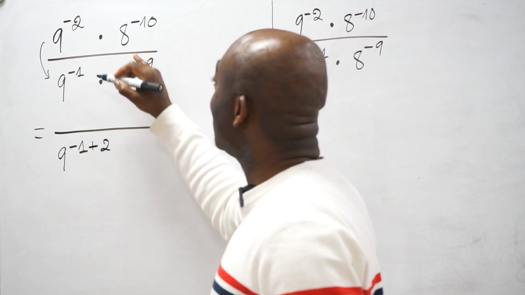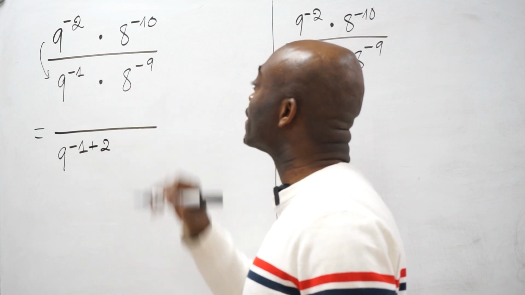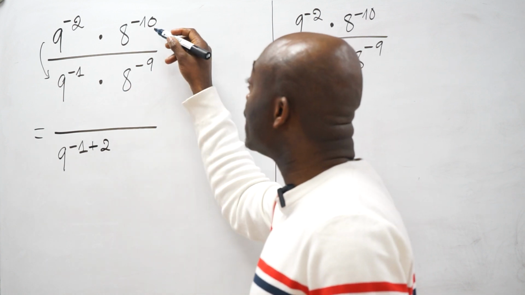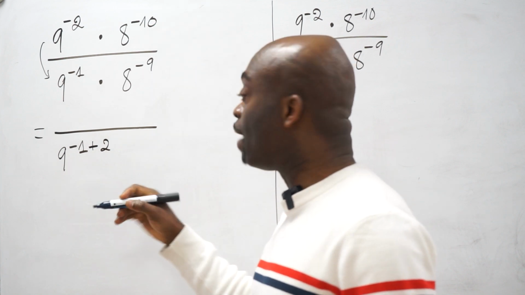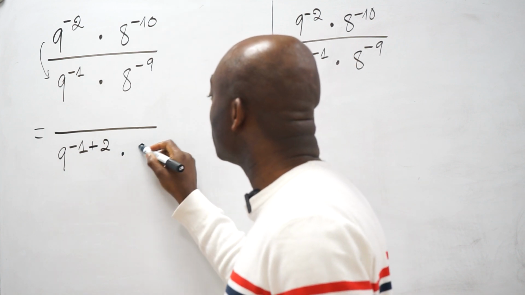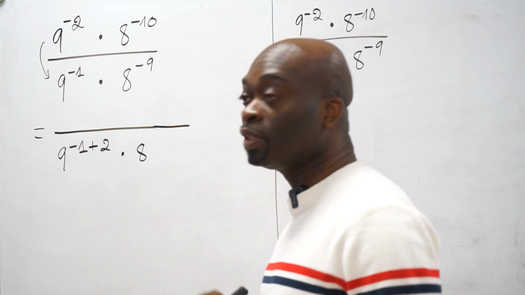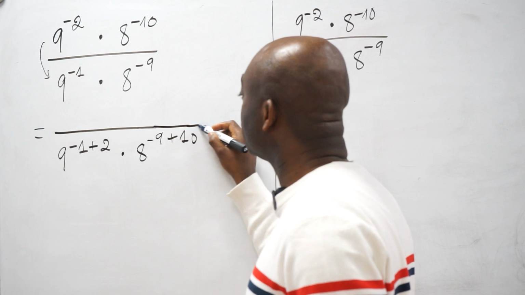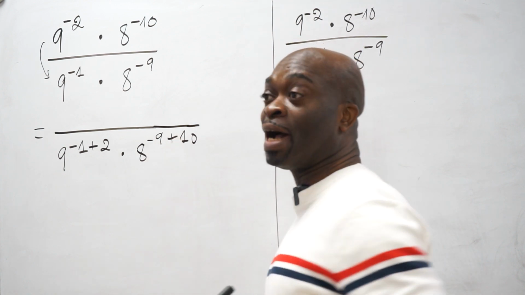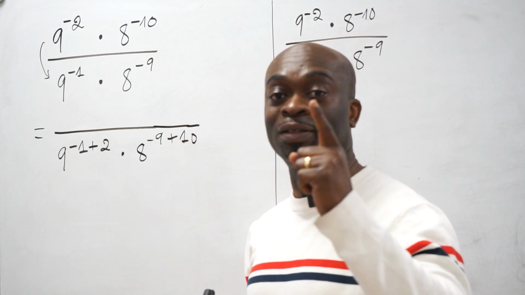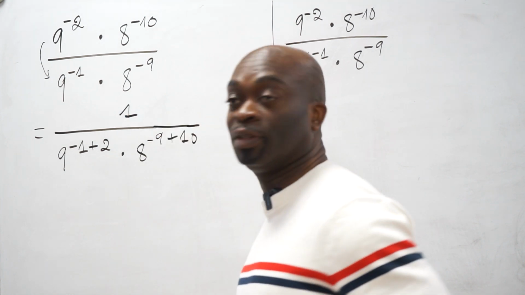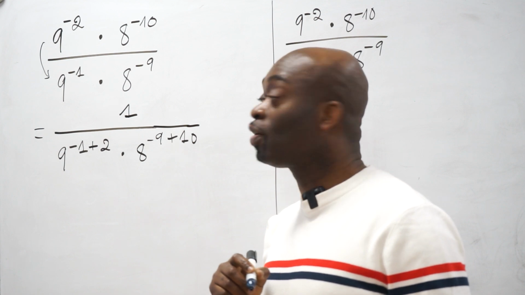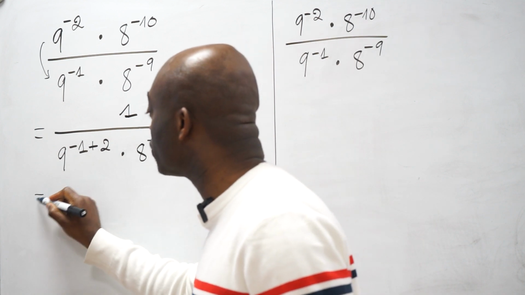Then how about the 8 power negative 10 and 8 power negative 9? Which one is smaller, which one is larger? Negative 10 is smaller than negative 9, so that one moves also, and that'll be times 8, negative 9 plus 10. So what is left on the top? Nothing but 1 that you have to claim. If you don't claim that 1, you're going to get it wrong. So we're claiming that 1, and we continue the operation here.